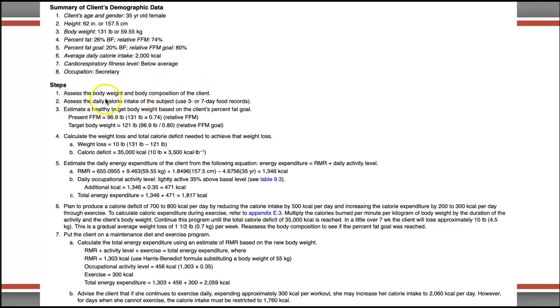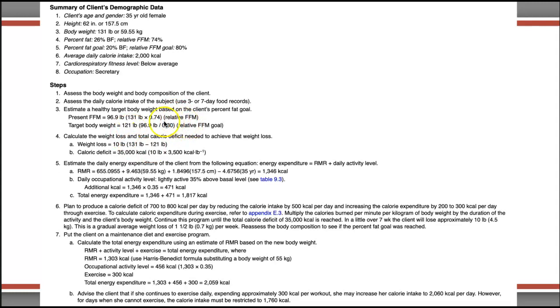You're going to assess the body weight. We already did that, or that's all given to you up here. Target for the subject, use a 3 or 7 day food record, hopefully. Then you're going to calculate their body weight. Their current weight is 121 times 74%, which gives them a present fat-free mass of 96.9 pounds. The target body weight to get to 80% would be multiplied here, divide by 0.8, which would give them a body weight goal of 121 pounds.